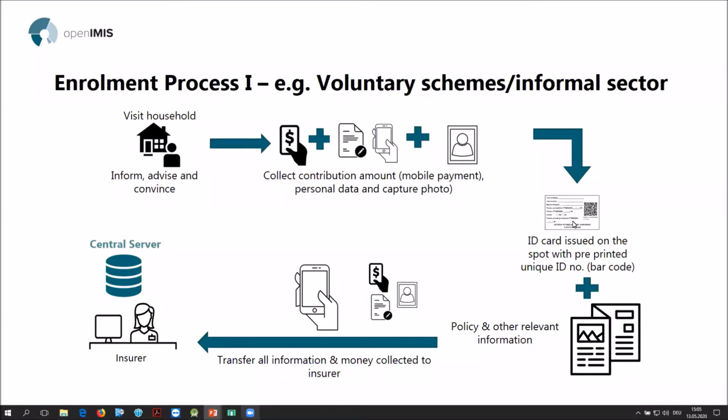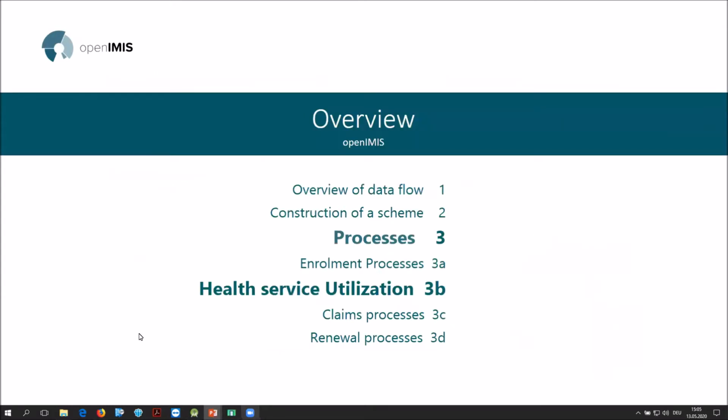And the idea is that when you want to get more information on the individual, you use the barcode or the ID number written underneath it to scan and then retrieve the information from the central server. So in reality, that's the information which is captured, card issued on the spot, other information which is provided. And this information is then sent back to the insurer to activate a policy. That's in a nutshell how the enrollment process functions.